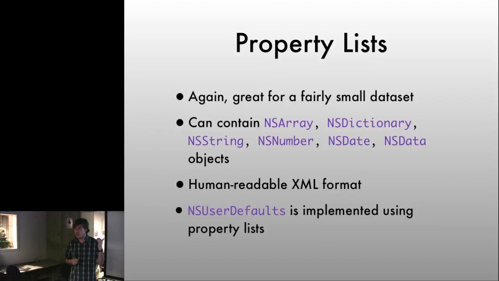Note, of course, that the mutable data types also work. This is just kind of the general. But NSUserDefaults is a property list, but it just adds a layer of abstraction for you, so that way you don't have to actually worry about the actual underlying property list. You just have this dictionary that you play with.